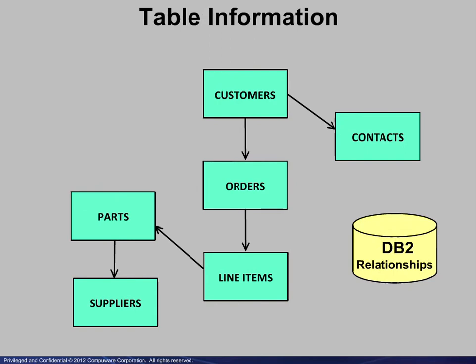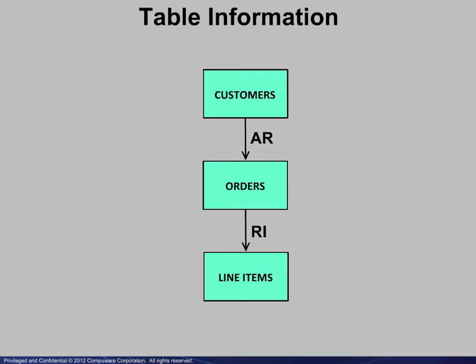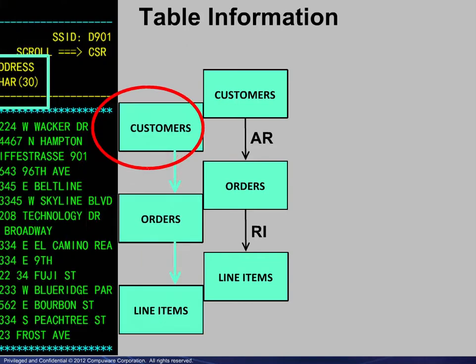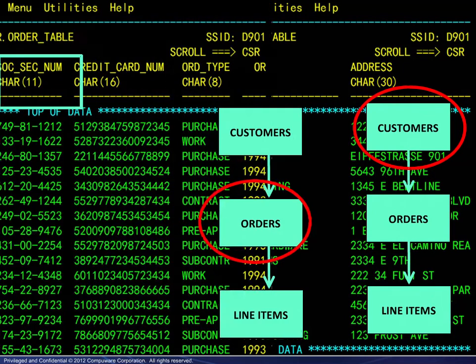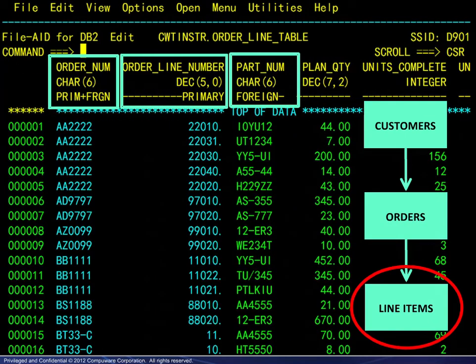The table relationships in a small order entry system are stored in a relationships file. 3 of those tables are referenced in this module. We will be working with the customers, orders, and line items tables. Let us begin.